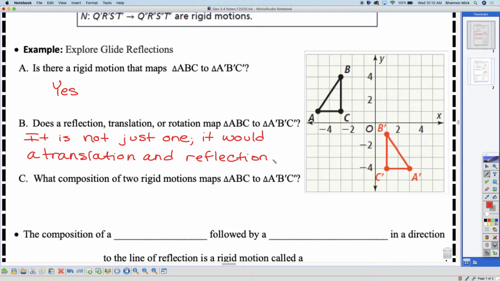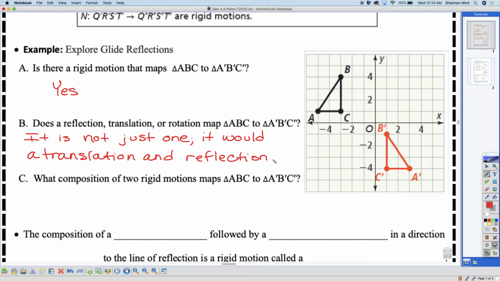So it's not just one, it would be two, because I couldn't do one rigid motion and get it over there, could I? Okay, so before, when we had a composition of two things, we made it one because they were both translations, so we could make it just one. We can't do that with this, can we? We're going to have two. So what is the composition of the rigid motions?